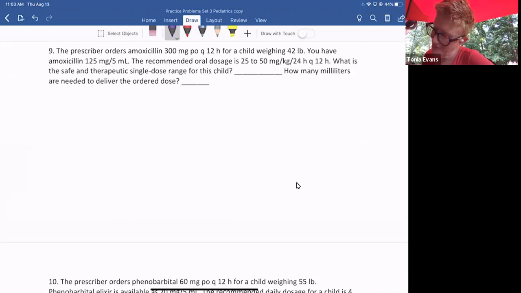So we have amoxicillin 300 PO Q12. There's what we have. There's our range. What's the safe and therapeutic single dose range for this child? So minimum milligrams per dose is 25 milligrams per kilogram per day.